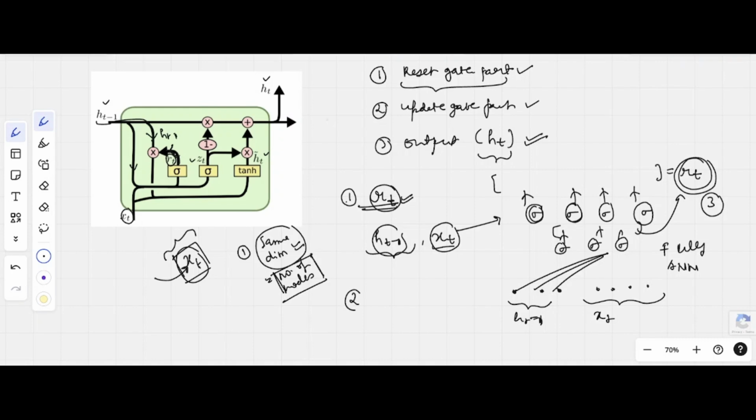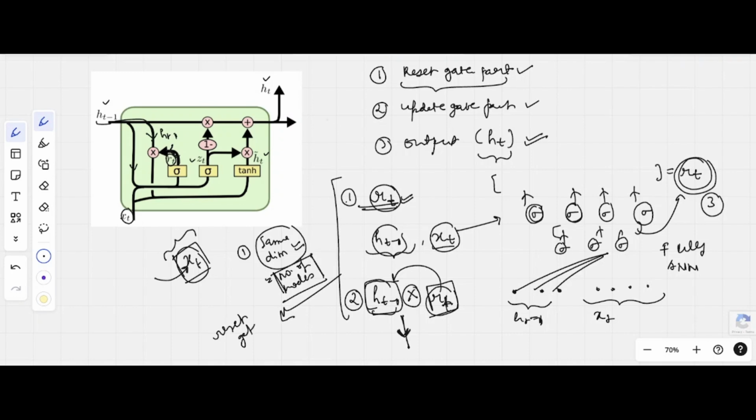The second step is that we are doing pointwise multiplication of HT minus 1 and RT. What is happening here? We are deciding how much information from our previous hidden state should actually pass. And who is deciding that? This RT. And this is what completes our reset gate part.